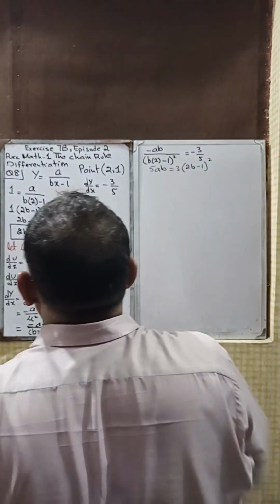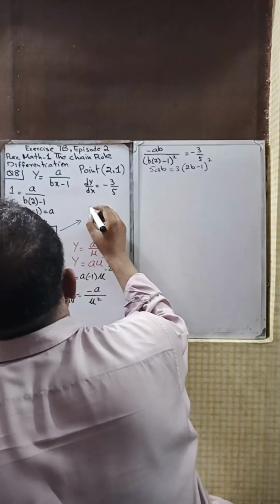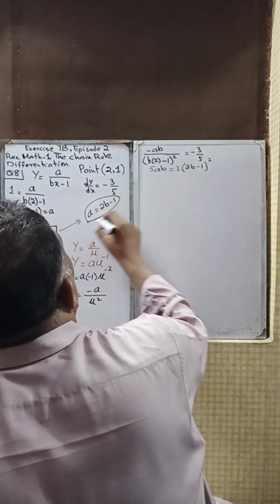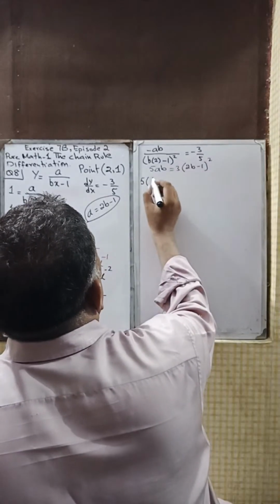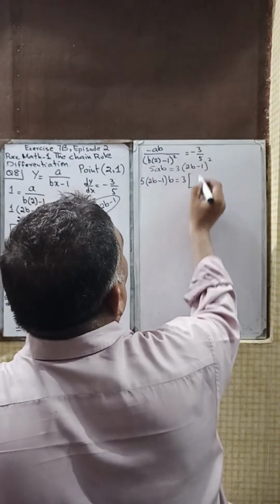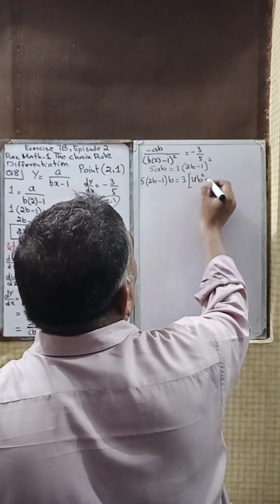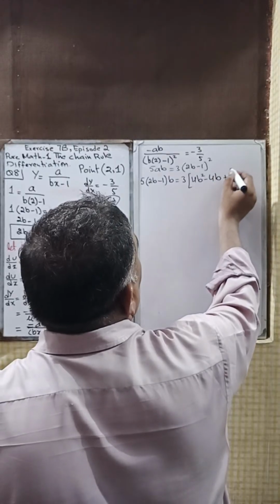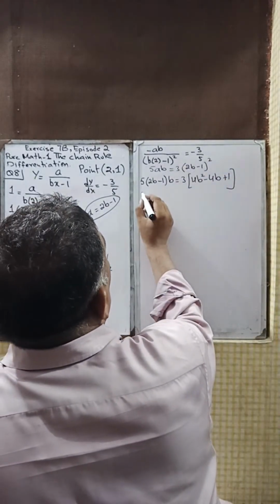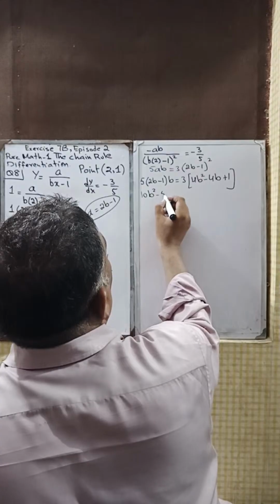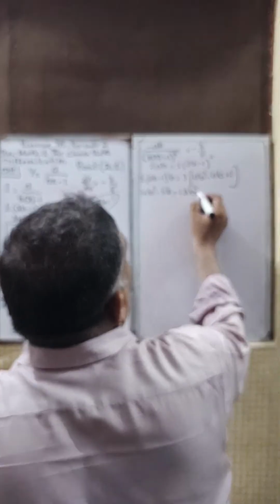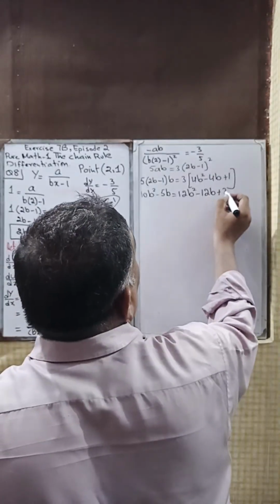Okay. From this, I can say that a is equal to 2b minus 1. So I'm going to use this value here, the substitution method. 2b minus 1 into b is equal to 3. I will open this whole square. That will be 4b square minus 4b plus 1. This is the formula a square minus 2ab plus b square. So this will become 10b square minus 5b equals 12b square minus 12b plus 3.